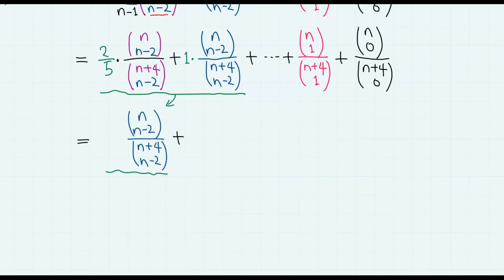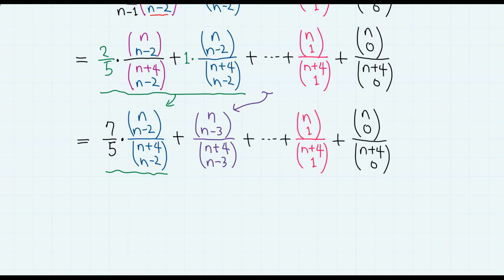then we have n choose n minus 2 over n plus 4 choose n minus 2 term, now multiplied by 7 over 5. Then we have the next term, which must be n choose n minus 3 divided by n plus 4 choose n minus 3, and the remaining part. And now you can see where this is going.